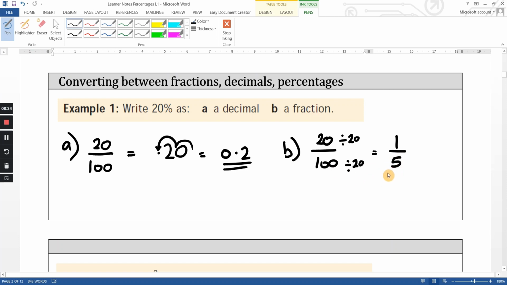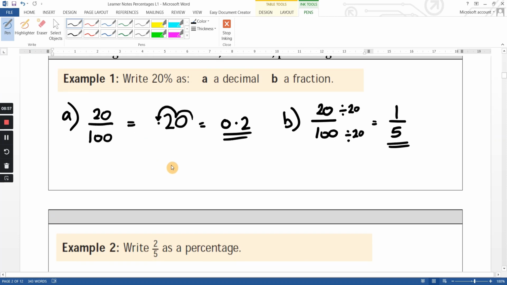5 times. So if you're not sure what number goes into both of these, maybe try 2 first, then try 3, until you get a number that goes into both of them at the same time, and just keep going until you can't simplify anymore. And that's how you simplify. You should be left with smaller numbers. Let's have a look at the next one.